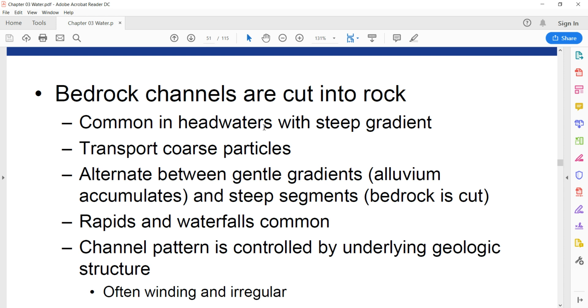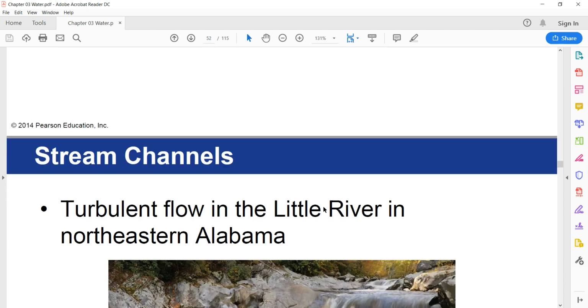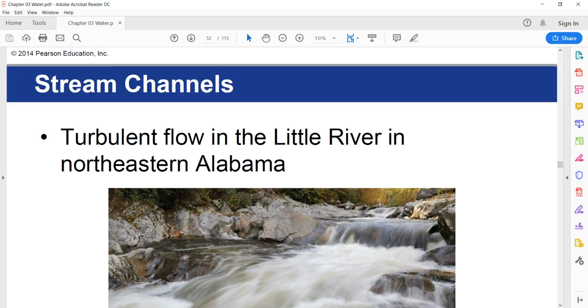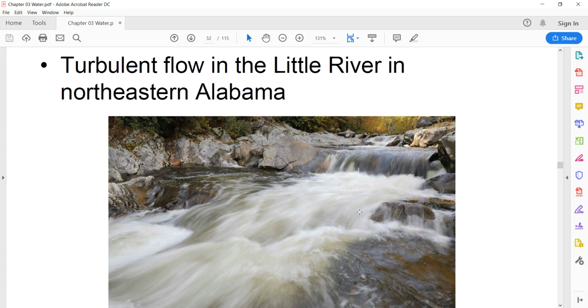So this is the region where you will have a bedrock channel, whereas where the gradient is gentle, not steep, you will have an alluvium channel. Rapids and waterfalls are common in the bedrock channel. Channel pattern is controlled by underlying geologic structure, often winding and irregular. This is one example. You can see that this is more like a river fall or a rapid. Here the water is rapidly flowing downstream, and as it is flowing, it is causing abrasion or erosion on the bedrock.